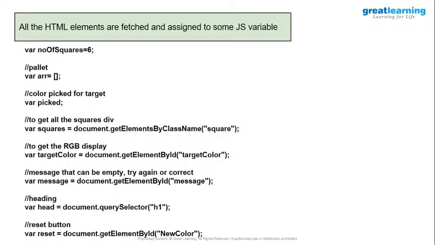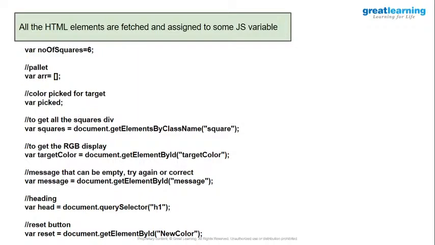Now the ID that we fetched is target color, because target color until this point was empty. Now we change that target color. We will see how we change it. Then the variable message, we will fetch the message also. There is nothing else we are doing in this slide. We are just fetching all the elements from HTML with the help of the DOM.